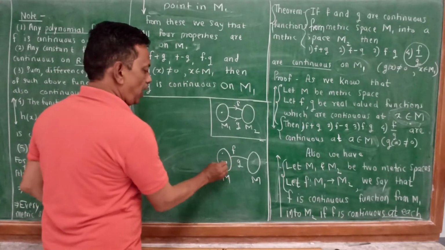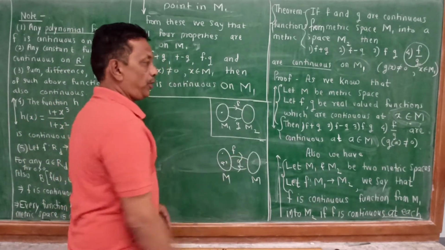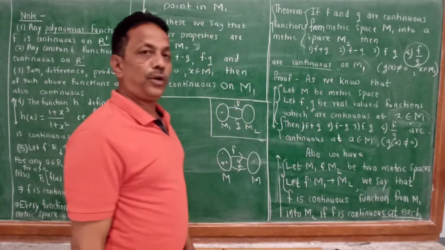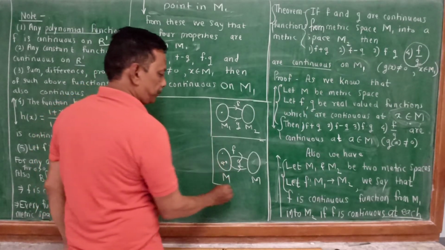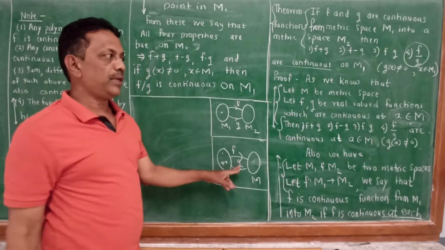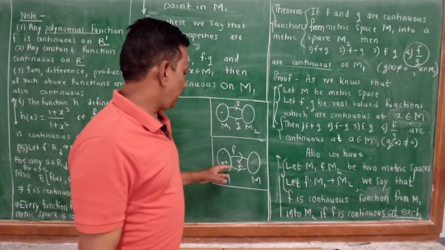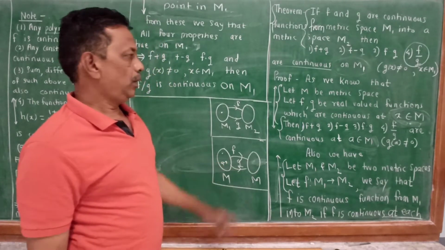Here is a, and f and g are the two continuous functions. Then the algebra is also continuous at a belongs to M. This is one definition. F and g are the real valued functions and which are continuous at a belongs to M.